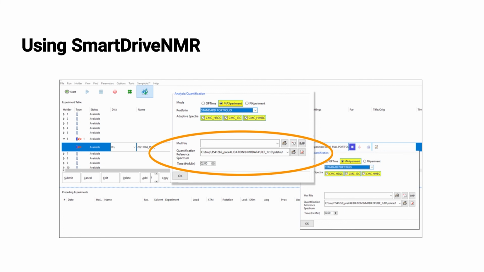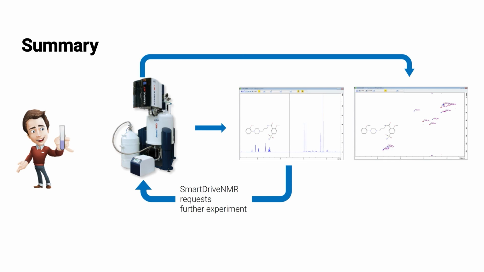Now, let's summarize all the 5 videos using this picture. So what does SmartDrive do? You submit your sample with some info, then the spectrometer takes over. The time that you allow for the measurements is honored by SmartDrive, and whatever is needed will be measured. There the modes come into play.